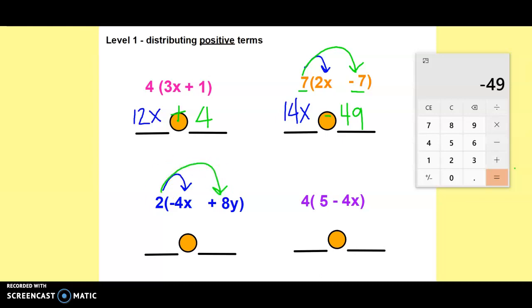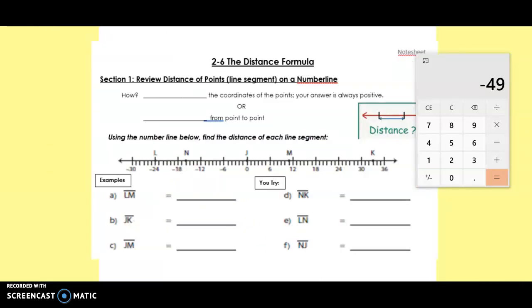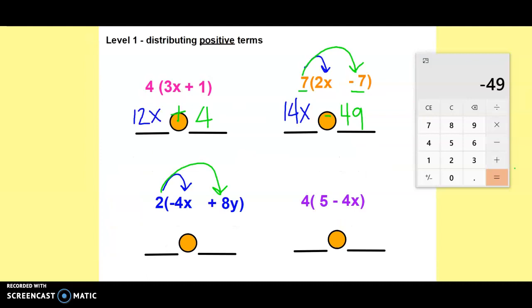So looking at the blue multiplication, I have 2 times negative 4, which is negative 8x. Then if I take that green term, 2 times positive 8, I get a positive 16y. And again, that sign is your operation in between. Kind of one and the same.